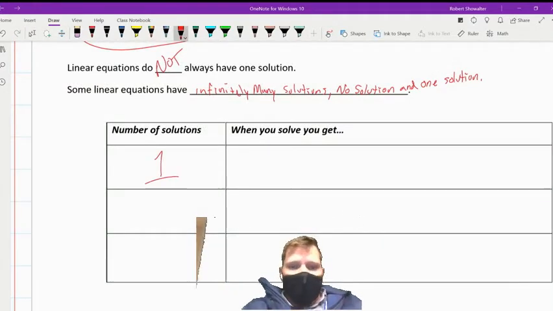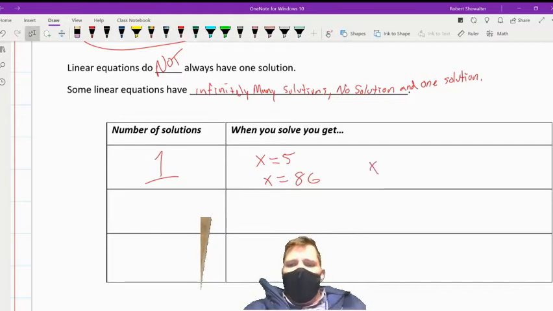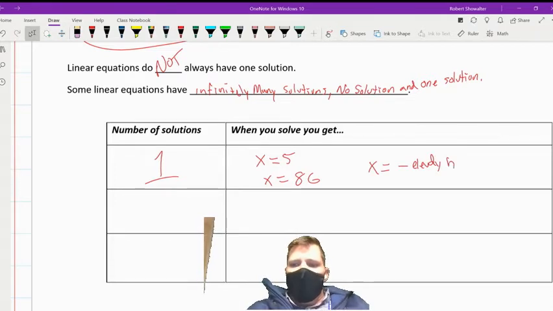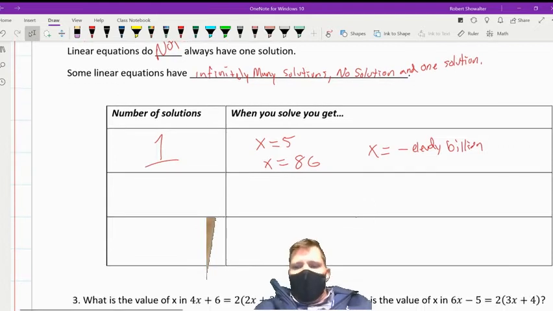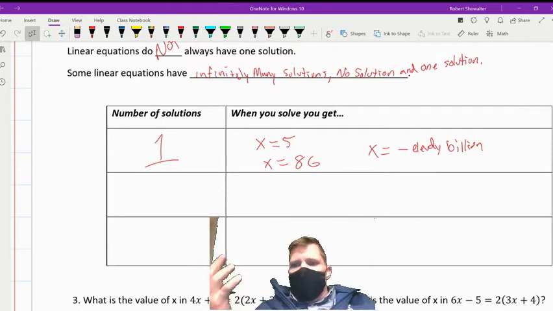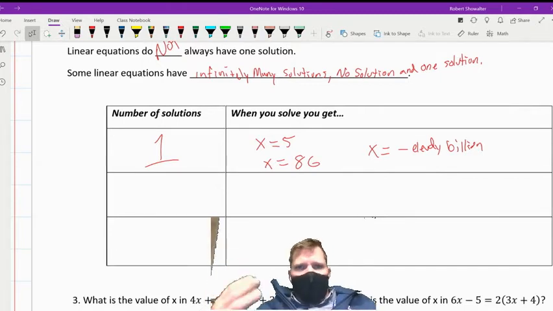If there is one solution, when you solve a problem, you get something like x equals 5, or x equals 86, or x equals negative 11 billion. 11 billion is not really a number, by the way, just in case you forgot. That's just something I say when I mean anything, or a really big number or a really small number.